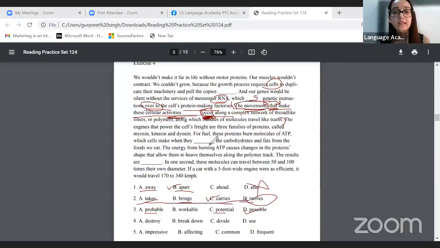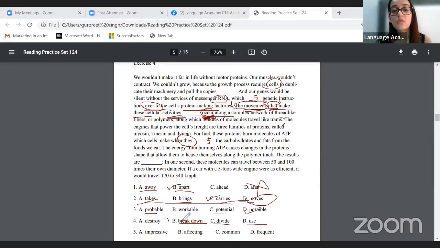Then they say, for fuel, these proteins burn molecules of ATP, which cells make when they dash the carbohydrates and fats from the foods we eat. So with they as the noun, we need a verb without S. So they destroy the carbohydrates and fats from the food we eat. So the carbohydrates and fats are not destroyed. We need carbohydrates and fats. Divide the carbohydrates and fats, or use or break down.